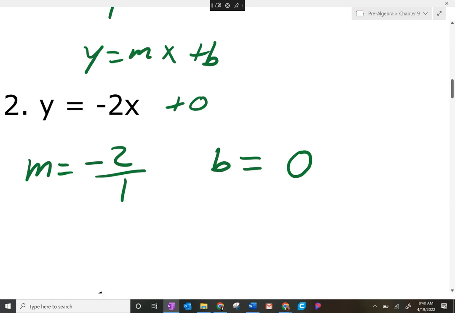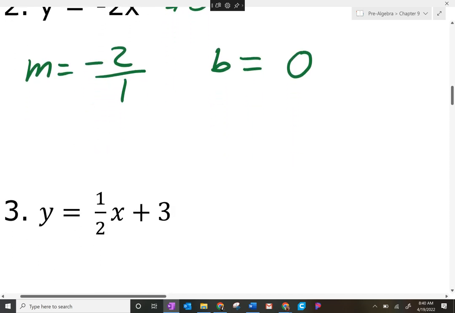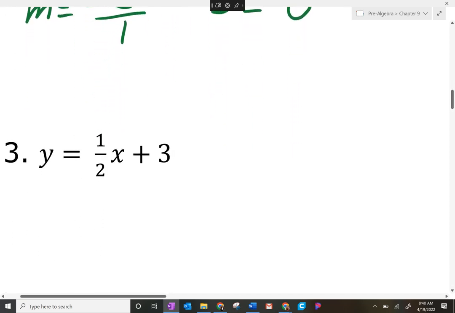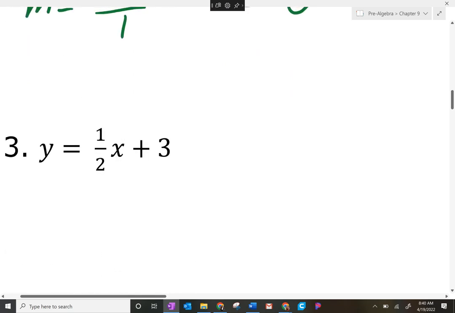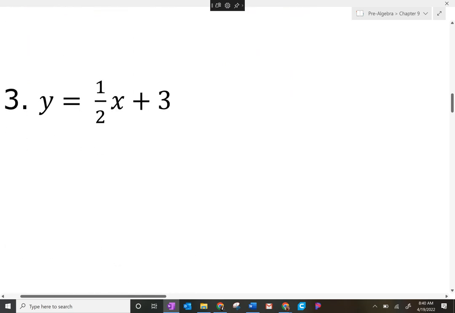Feeling good? Again, we'll get to the graphing stuff later. I'm not going to worry too much on it. I just want to make sure that this part is completely ironed out. Okay, I want you guys to do, just kidding. We're going to do this one together, and then the next one I'm going to have you do on your own.